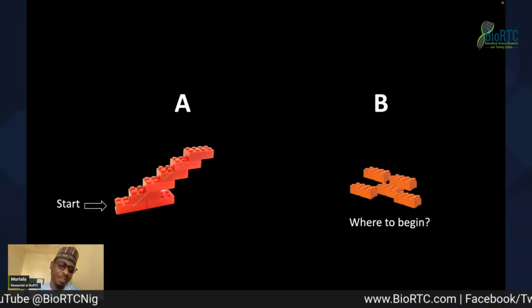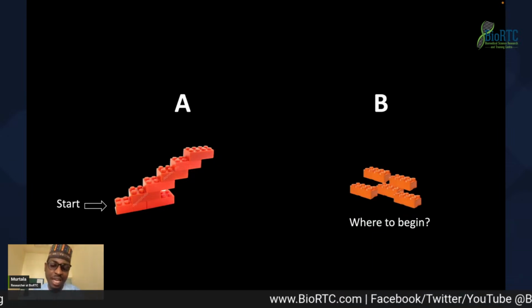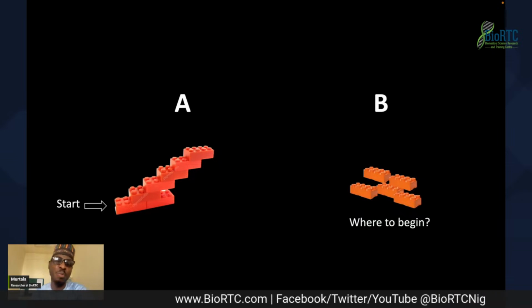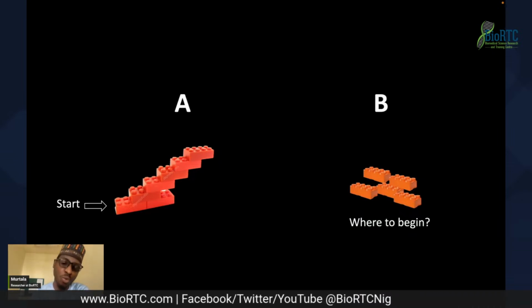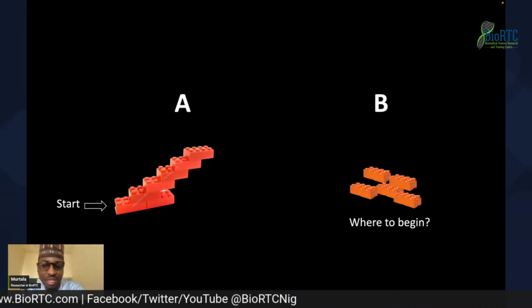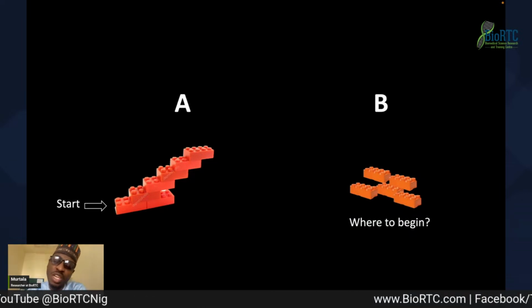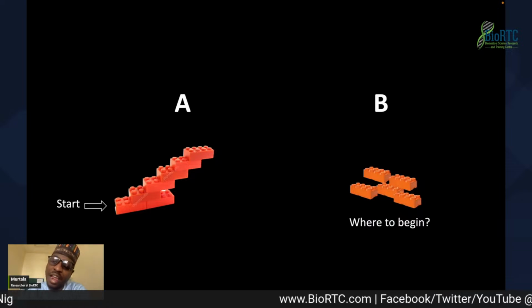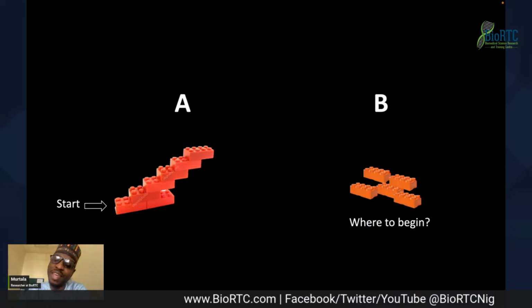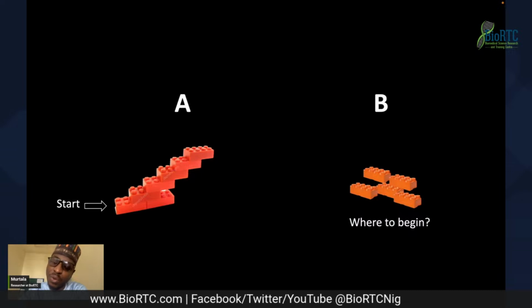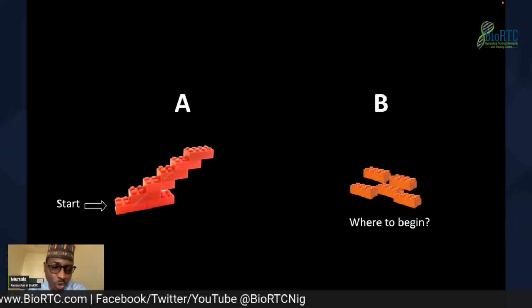So if you are in category B, then you need to understand that you really have a lot of work to do. Like I'm going to demonstrate in my subsequent slides, you need to really do a lot of work to come up with a good research design and a good strategy to go into your research.